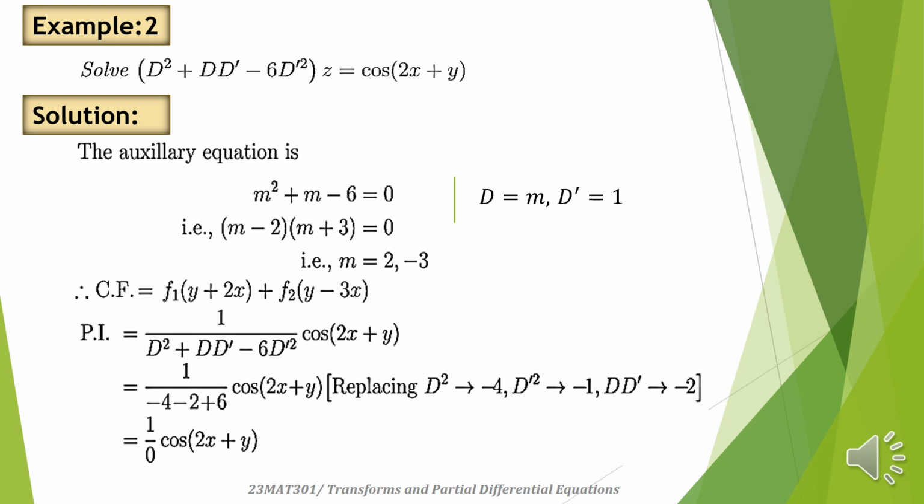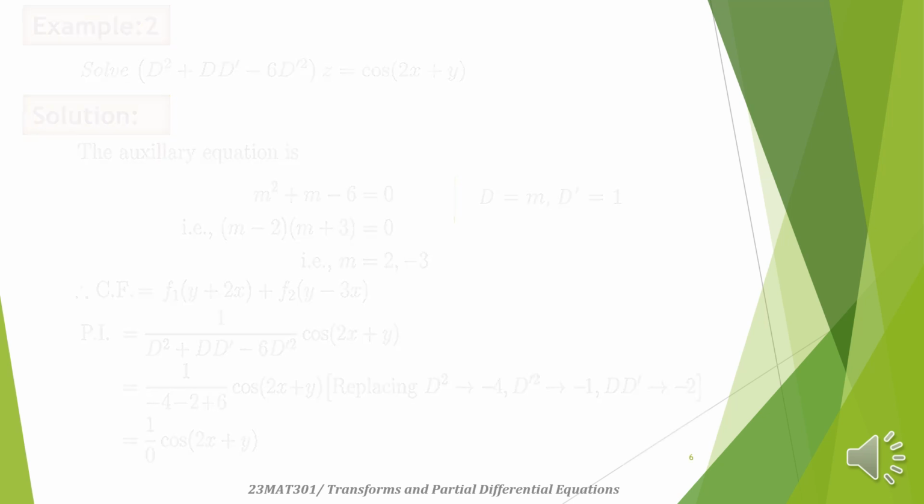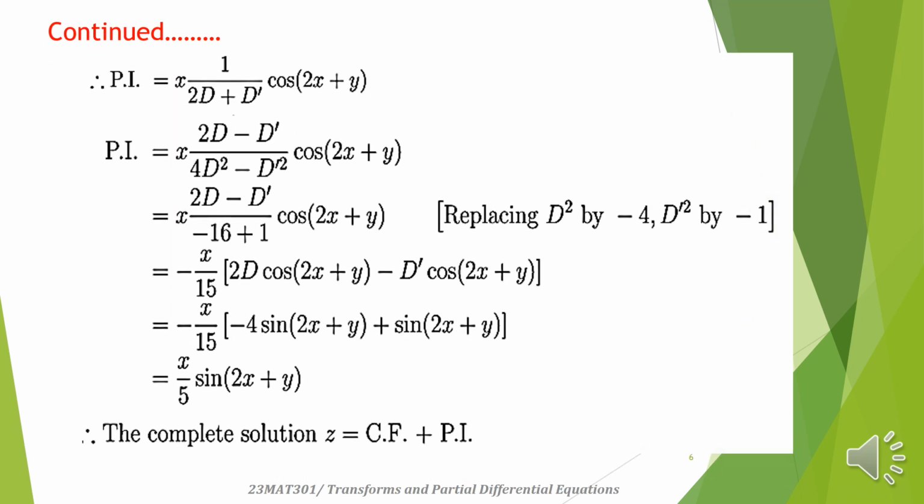X into cos 2x plus y divided by, you have to differentiate the term with respect to d. If you differentiate d square, you will get 2d plus d dash, you will get d dash minus 6 into d dash square. There is no d, so obviously that term will become 0. So 2d plus d dash alone. Okay, but I have to replace the value of d square and d dash square, not for d and d dash.